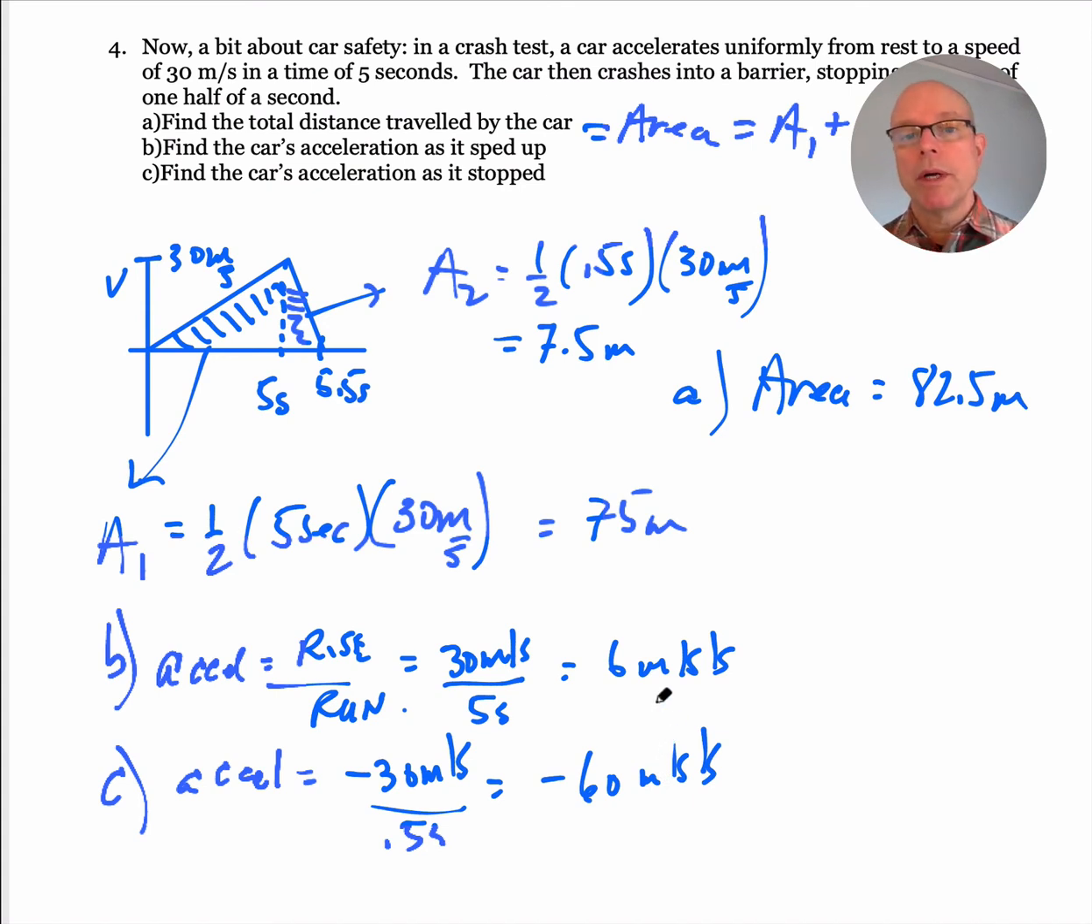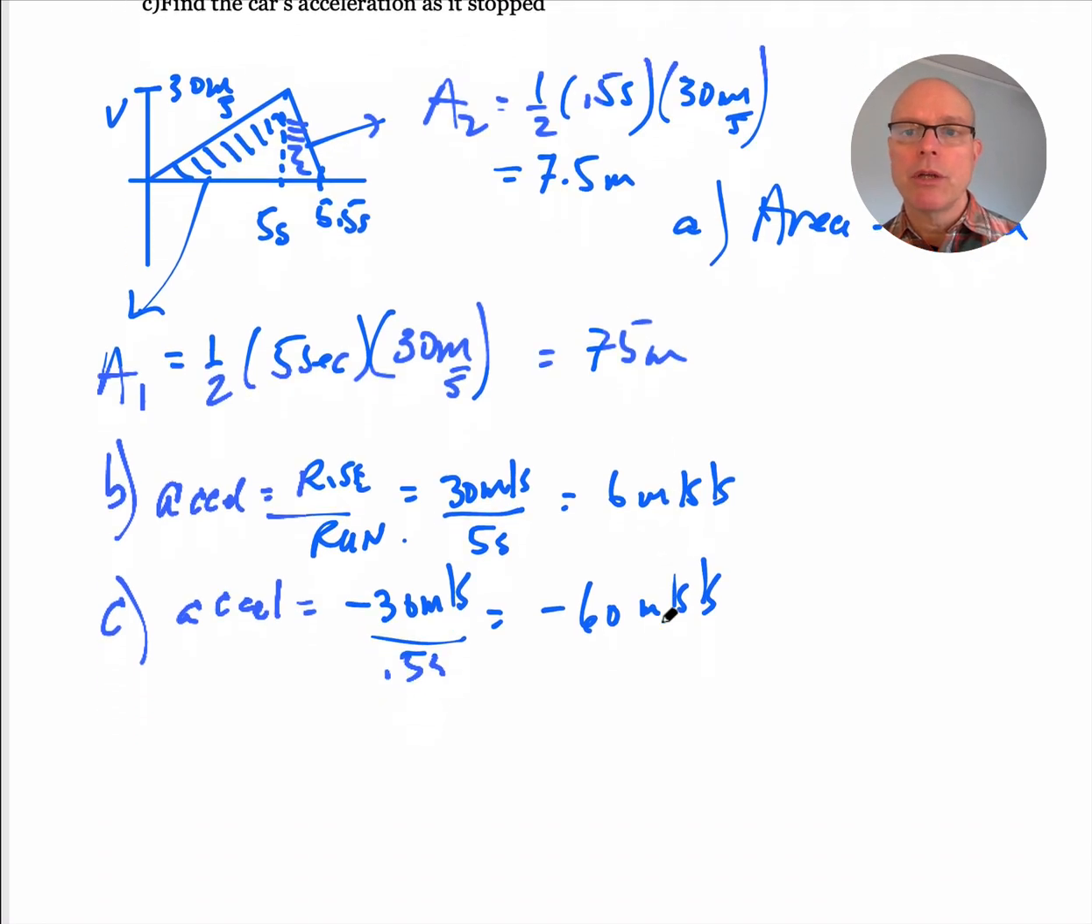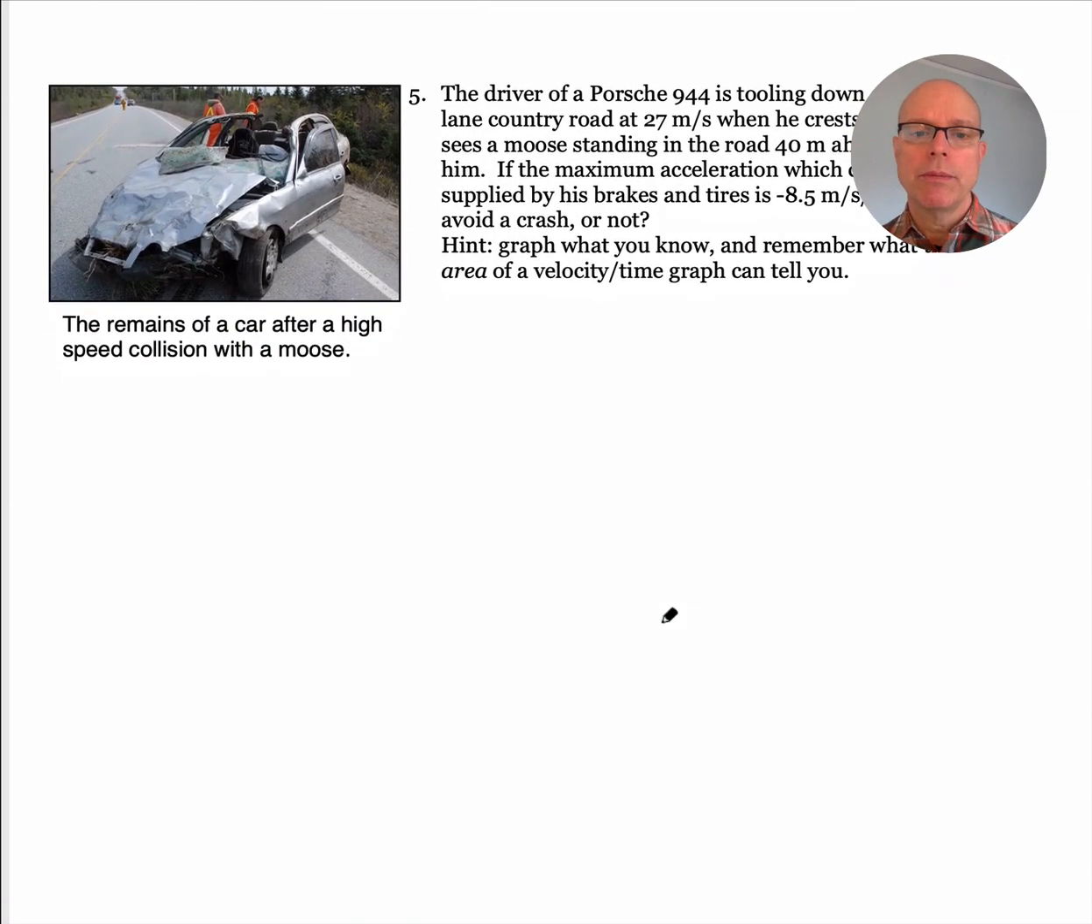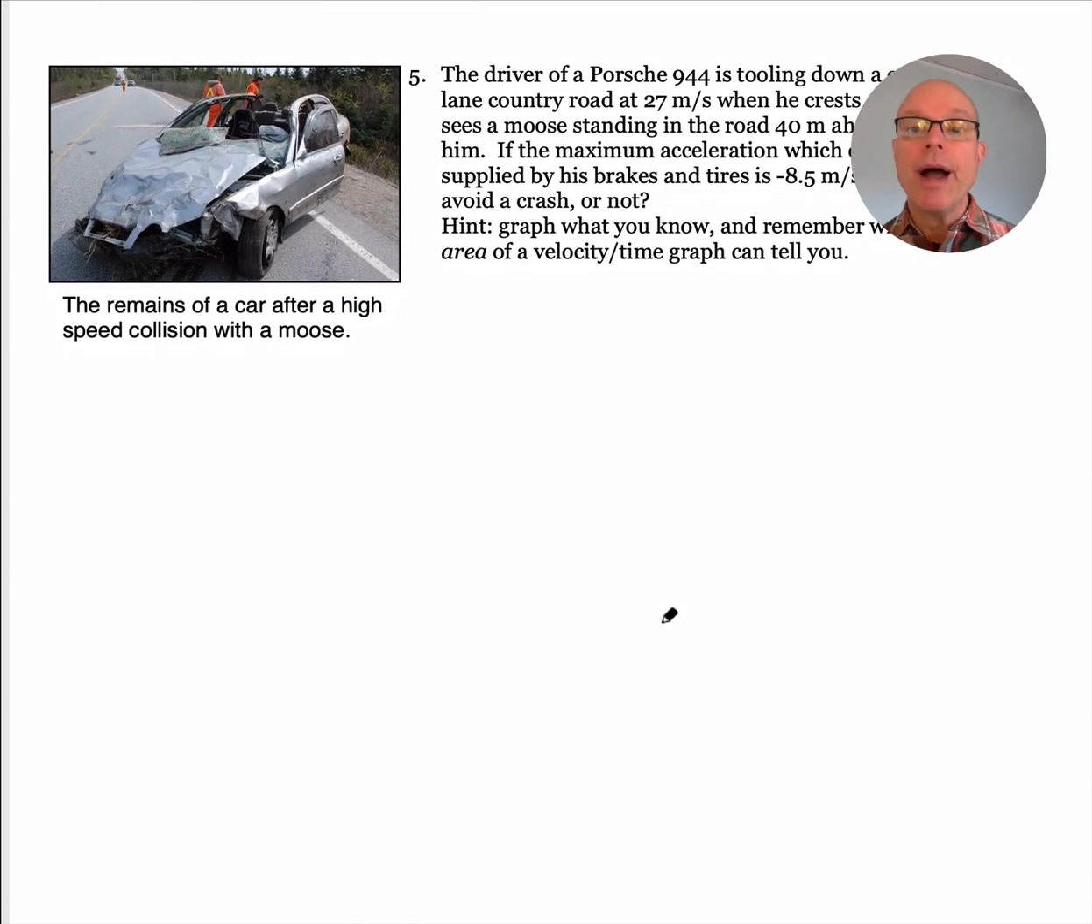Now, the last question. There's a lot to this one, and we're going to take you through it step by step. It's a typical type of problem that you're going to see a lot of times. So I'll set it up for you first. Driver of Porsche 944 is driving down a country road, crests a hill and sees a moose 40 meters ahead of him. The maximum acceleration that the car and brakes and tires can supply is minus 8.5 meters per second squared. Can he avoid a crash or not?